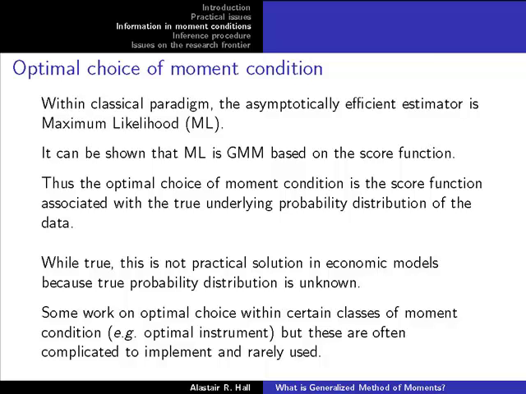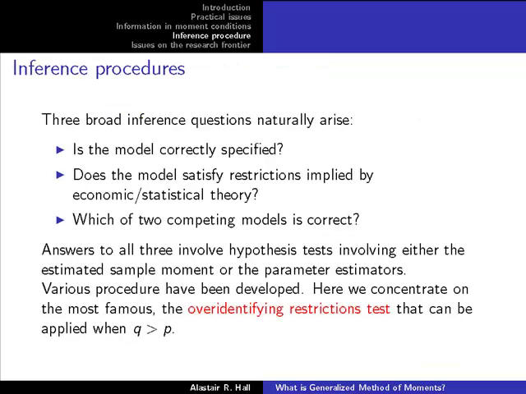There has been some other work done on particular classes of moment condition, such as ones involving cases where errors are unrelated to vectors, which are often called instruments, which both our examples fell into, where people worked out a so-called optimal instrument. But it can be complicated to implement, and you don't see them applied very often in the literature. Okay, so now just turning briefly to some inference procedures.